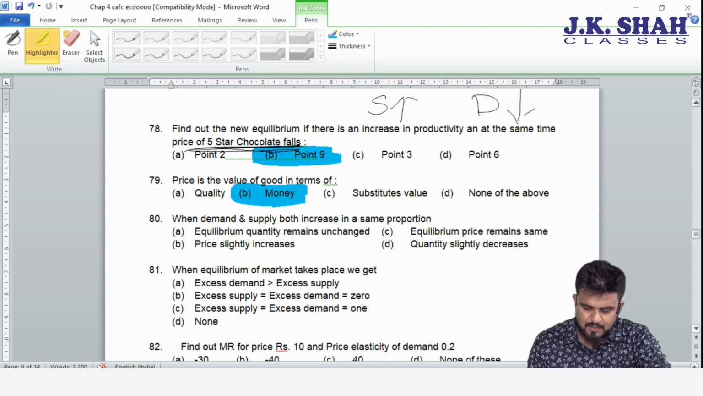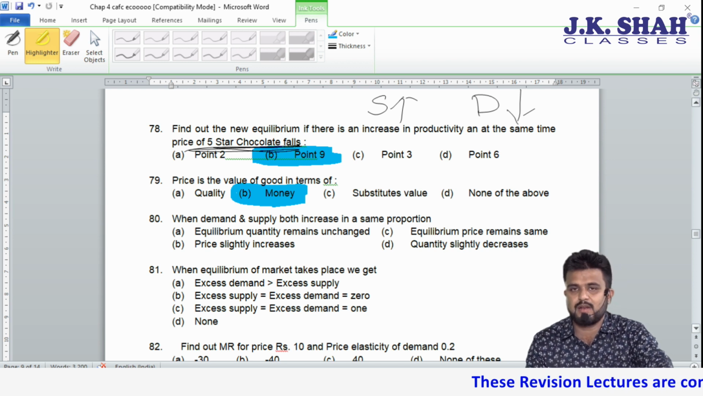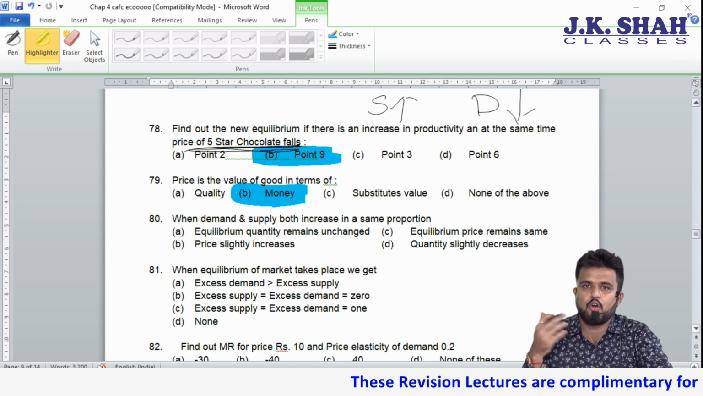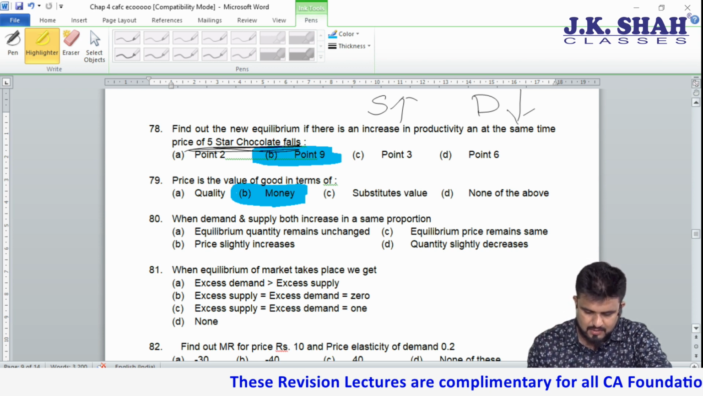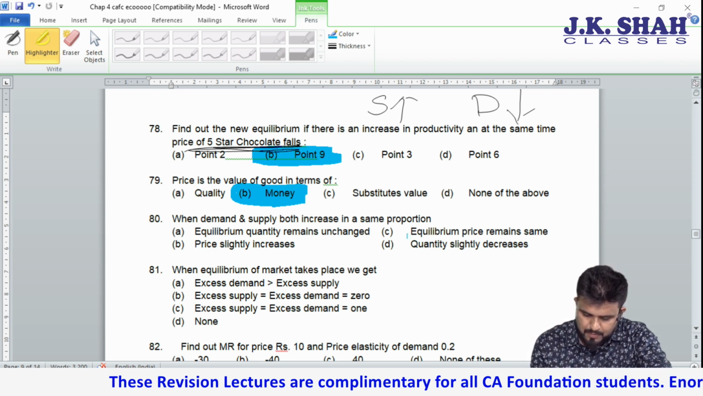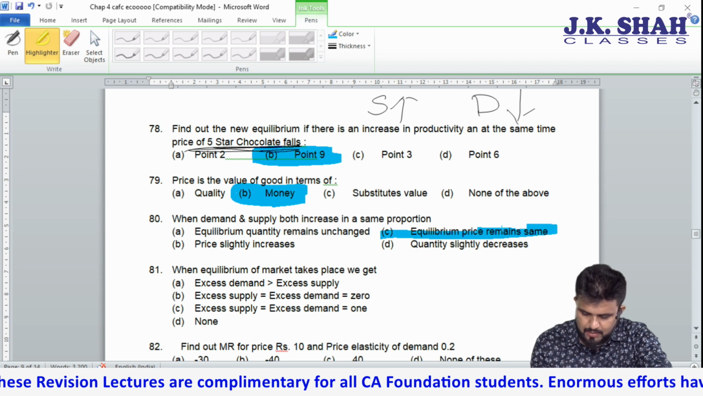Next, when demand and supply both increase in same proportion, students, what will happen? Price will remain same. Quantity will increase. So equilibrium price will remain same.